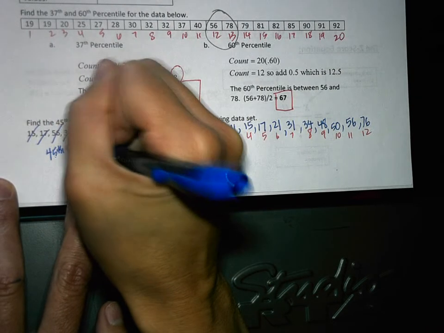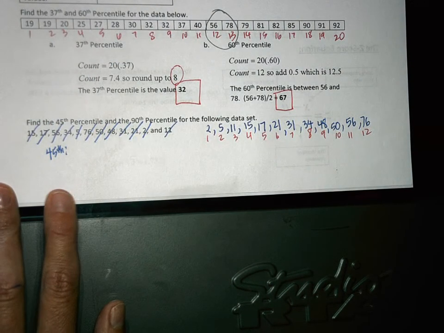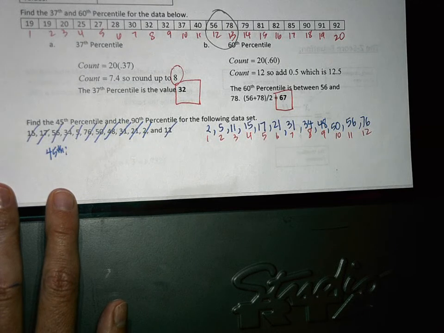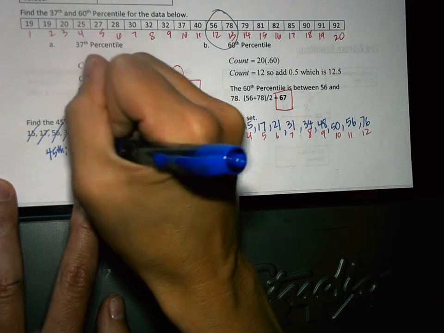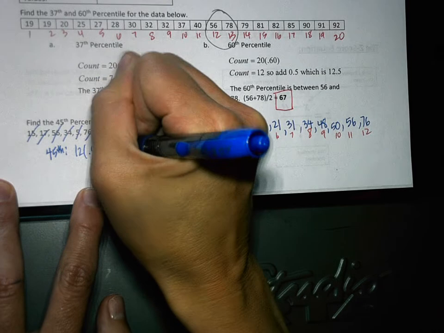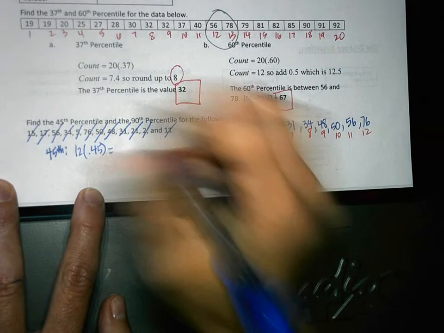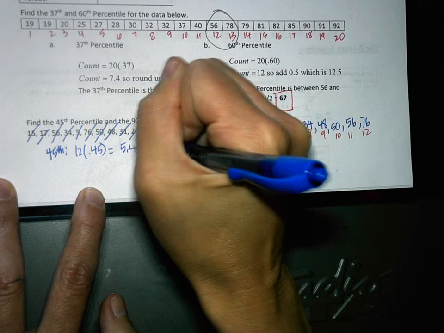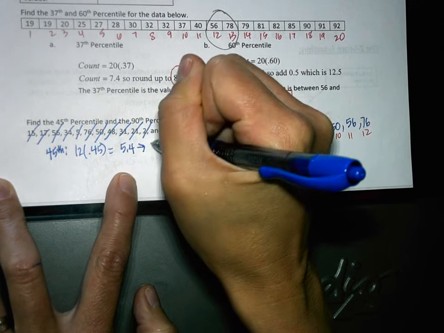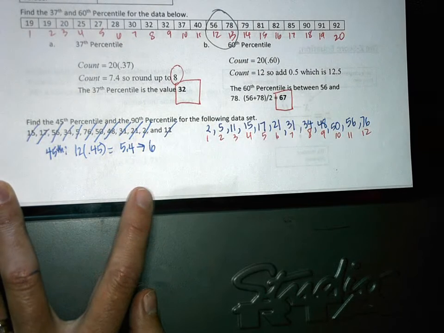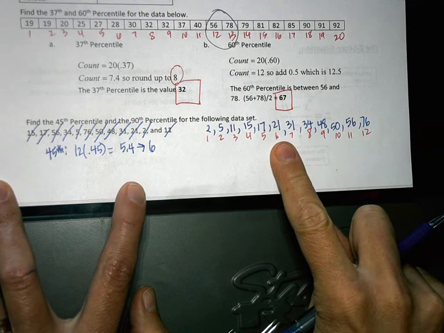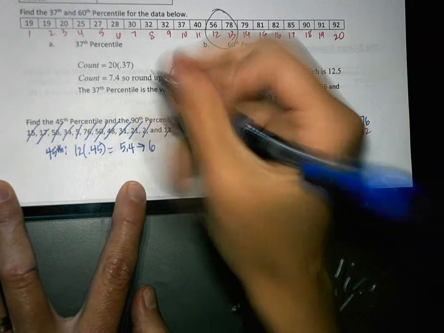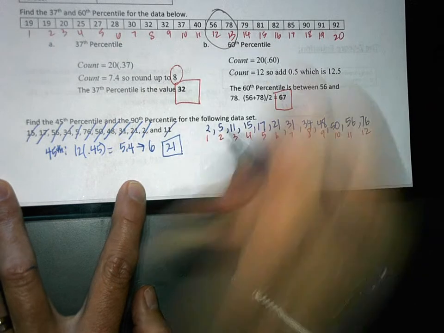Okay, what will I do? Good. 12 times 0.45, and when you multiply that, it equals 5.4, which means we would round it up to 6. So if you go here, the 6th number is 21. So the 45th percentile is 21.